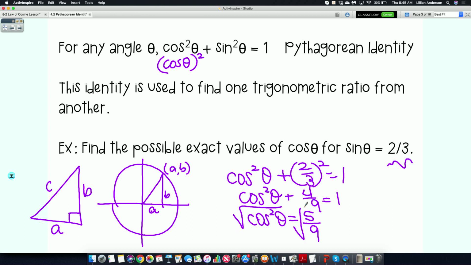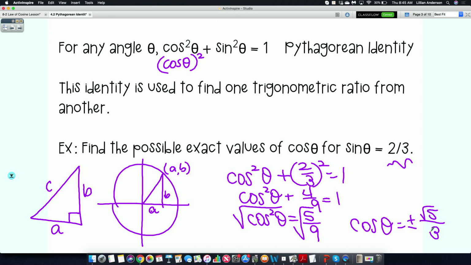we cannot forget that whenever we square root both sides of an equation, it's always plus or minus. So this becomes plus or minus. Simplify this. What does it become? Root 5 over 3. Because you can't take the square root of 5, it's not a perfect square. However, 9 is a perfect square. So then you just get 3.